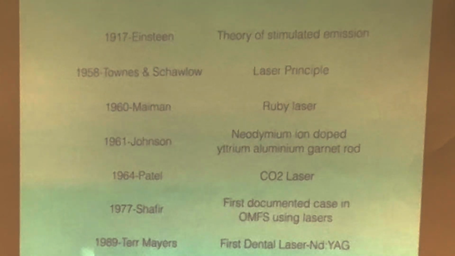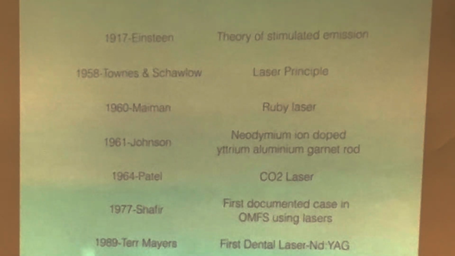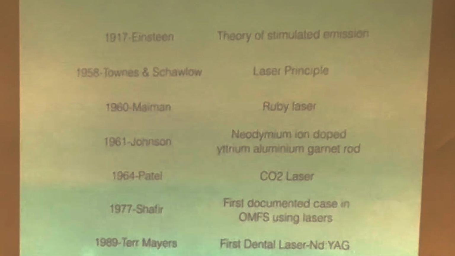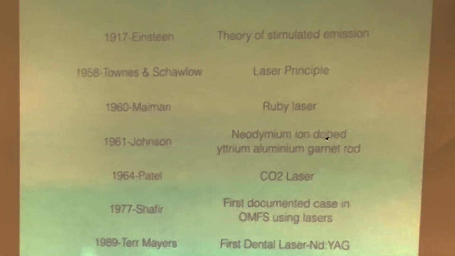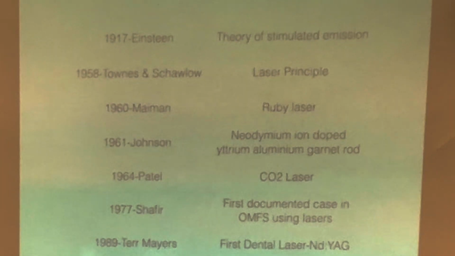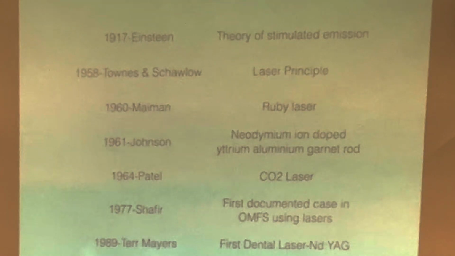So, introduction here. We know the scientist Einstein, in 1917, more than 100 years ago, was the innovator of the theory of stimulated emission. But the first man who amplified the laser in a tool was Maiman, in 1960, with the ruby laser. The first laser in 1961 was the Nd:YAG laser, which is mostly for soft tissue. Then other types of laser followed in the following years, most of them at the beginning only for soft tissue, with minimal use in hard tissue in the mouth.